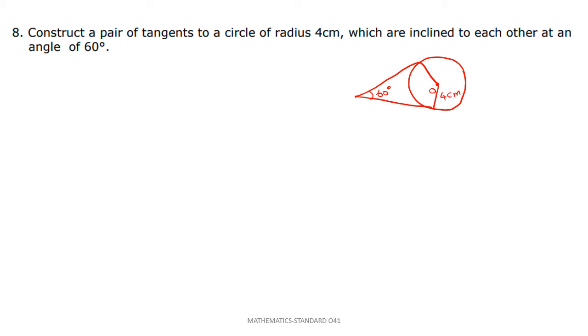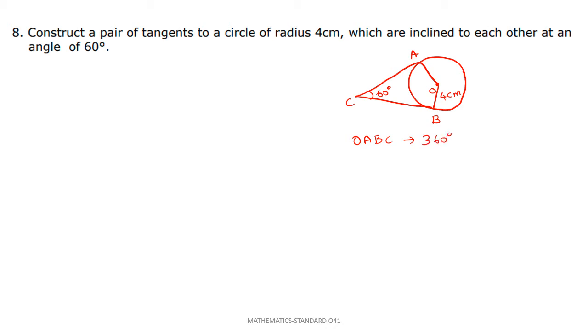For constructing it, we need to know all the other angles. So we know in a quadrilateral the total angle is 360 degrees, and the opposite angles are 180 degrees. Let me name it so it will be easy: O, A, B and C. So OABC is a quadrilateral and the total angle is 360 degrees.